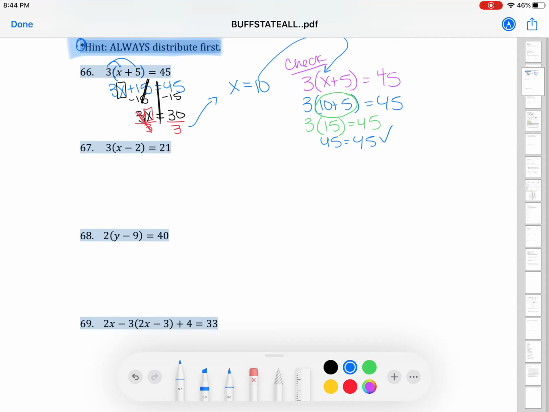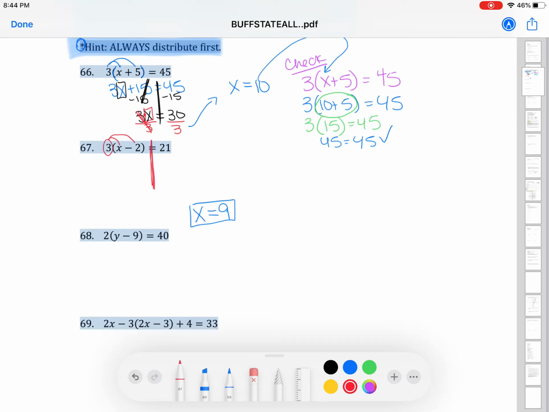All right, number 67 is actually the last one we're going to do, and I'd like for you to give it a try. So pause the video at this point and just give it a try on your own. Okay. Hopefully we did well on this. Number 67, the answer is x equals 9. So I'll go over that with you.